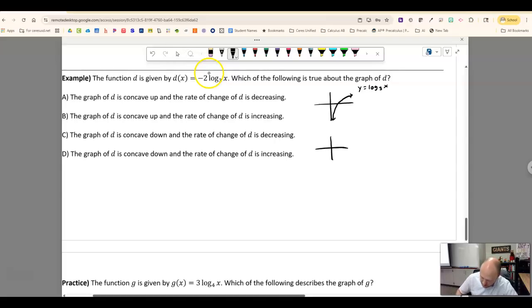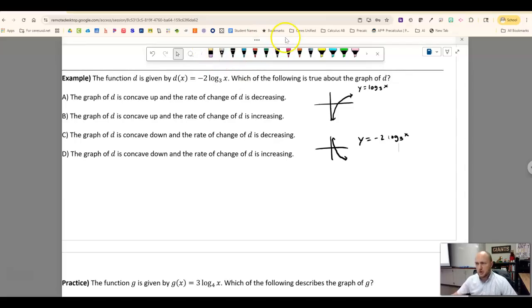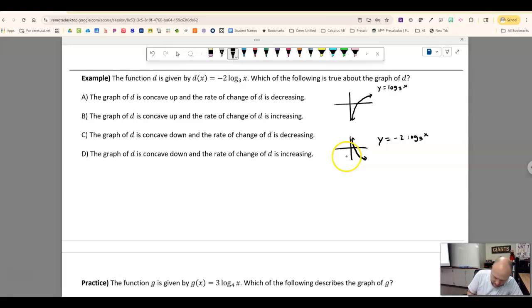So we get a stretch and we get a reflection. So maybe something like this. This would be our negative and a vertical dilation by a factor of 2. So what is this graph? Well, this graph, it looks like it's concave up. Okay, so I can cross out C and I can cross out D. And they say, be very careful here. Ooh, those tricksters. They say the rate of change is decreasing or the rate of change is increasing. So this is still tied to concavity. Well, if you're concave down, by definition, your rate of change is decreasing.